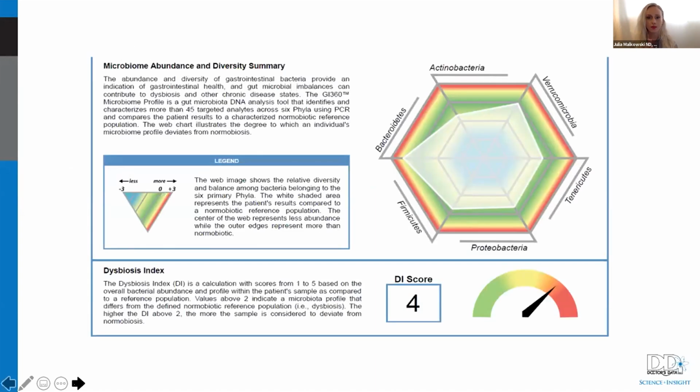Here we see that, again, microbiome abundance and diversity, we can see that this is skewed to the Bacteroides. And look at that, that is not even close to a hexagon. So diversity is definitely affected here. Dysbiosis index score of 4. So this is a dysbiotic gut. It is deviated from normal biosis.